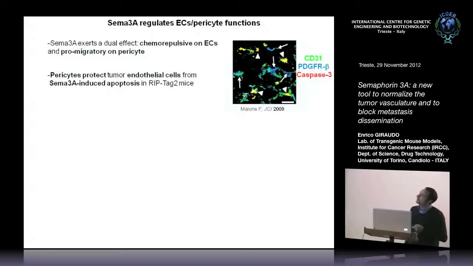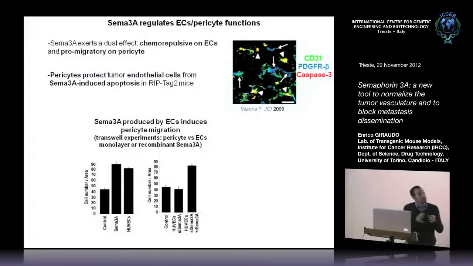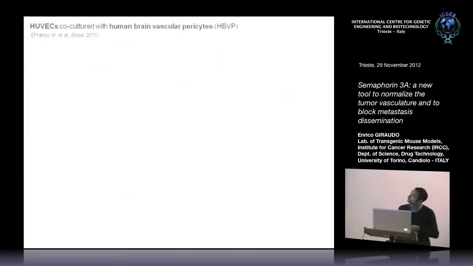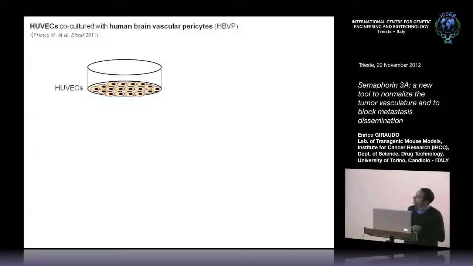First of all, we confirmed that the endogenous CIMA-3A produced by endothelial cells themselves is capable of attracting the pericytes to the vasculature. We performed a migration assay of pericytes that were migrating toward either a monolayer of endothelial cells or a recombinant CIMA-3A. In both cases, you can see that the semaphorin produced by endothelial cells is able to enhance pericyte migration. And we confirmed this because if you silence CIMA-3A in endothelial cells, you abrogate this CIMA-3A-induced migration. So we set up an in vitro endothelial cell-pericyte co-culture. Basically, what we did, Federica did, is to plate and grow pericytes on a monolayer of endothelial cells.